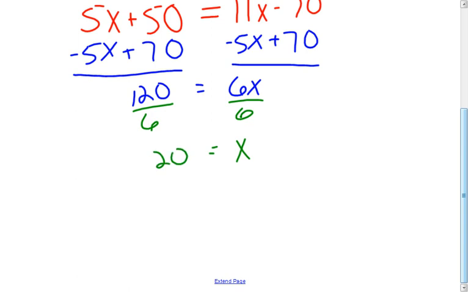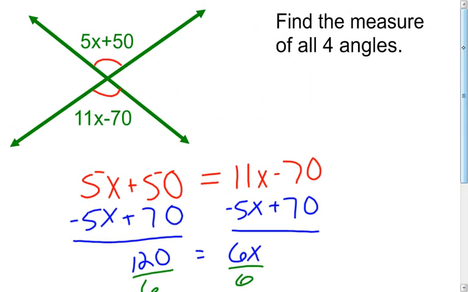Now, be careful, that's not my answer. Remember the original problem asked me to find the measure of all 4 angles. Well, I can come back up here now, and I can plug things in. So I'm going to look at the angle that I would call on top. The measure of it is 5x plus 50. So I'm just going to take my 5, put my x value that I just found to be 20 in there, add on 50, and I'm going to end up with 150 degrees for the measure of that top angle.